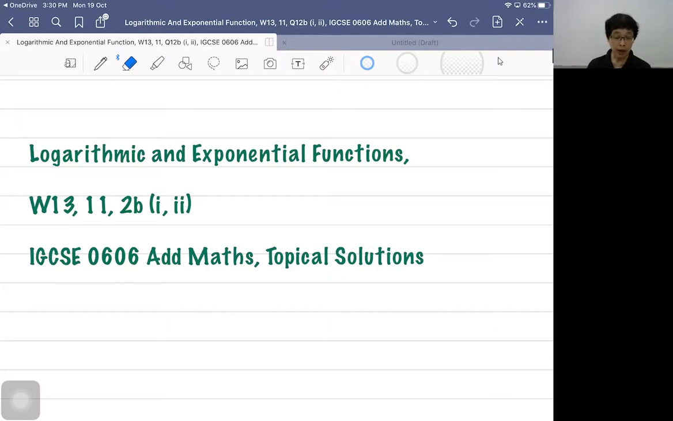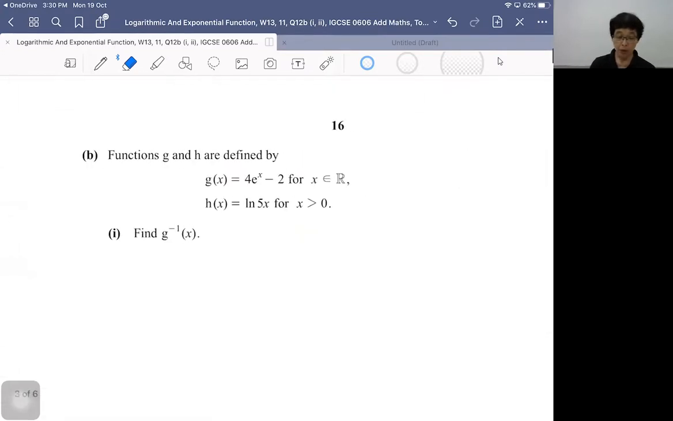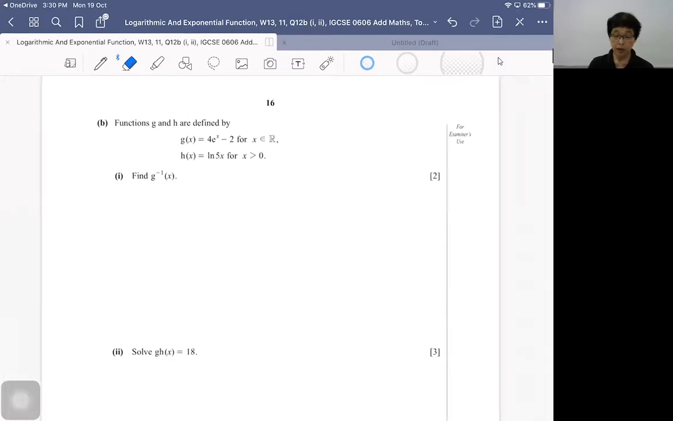The topic we're looking at is logarithmic and exponential functions. The question we are solving is taken from Winter 2013, paper 1, variant 1, question 2, part B. Here we go. Let's take a look at the question.